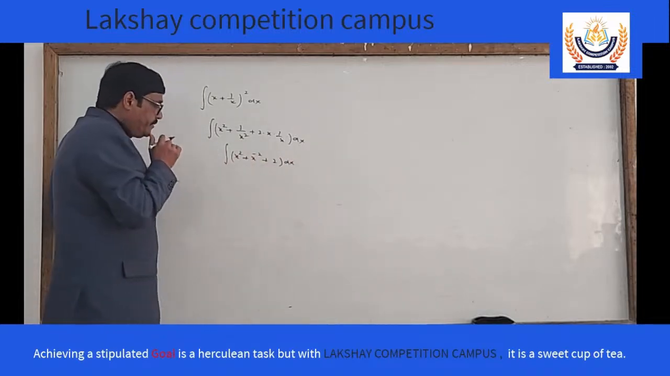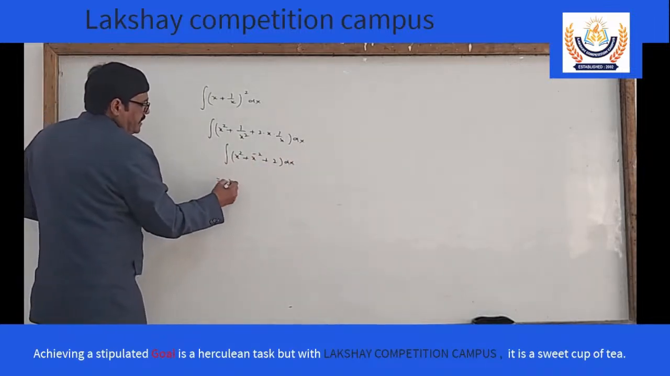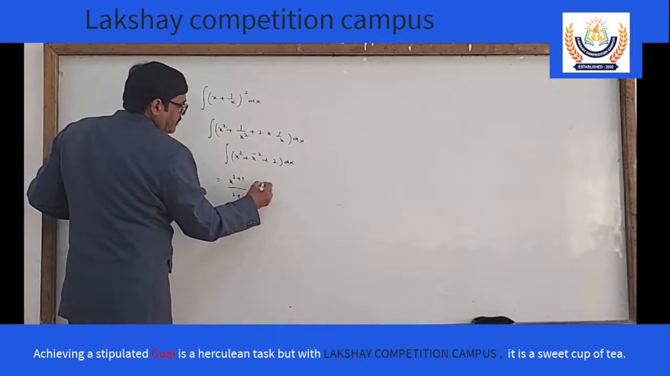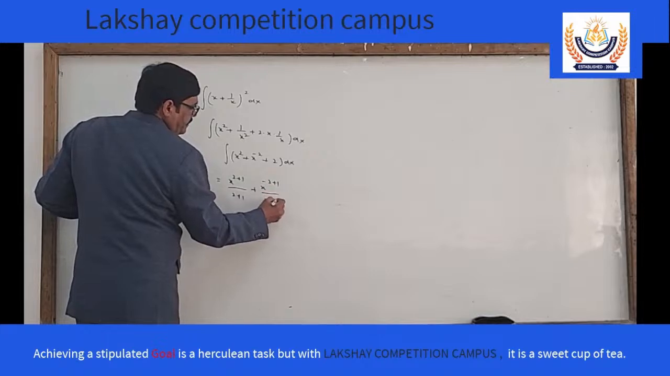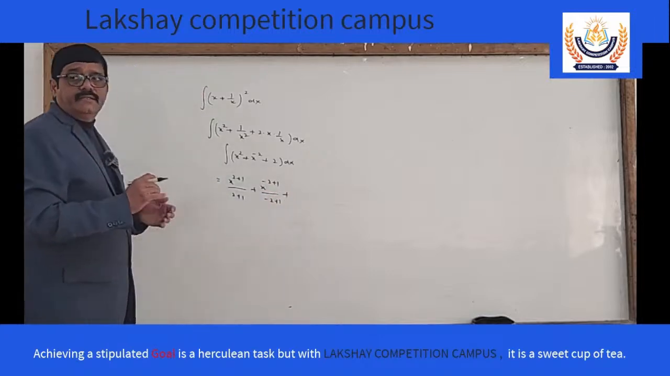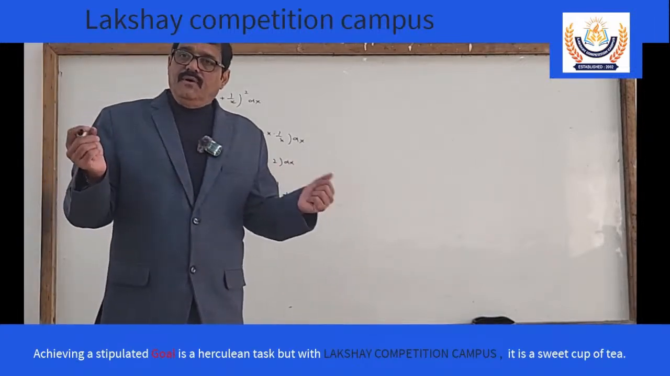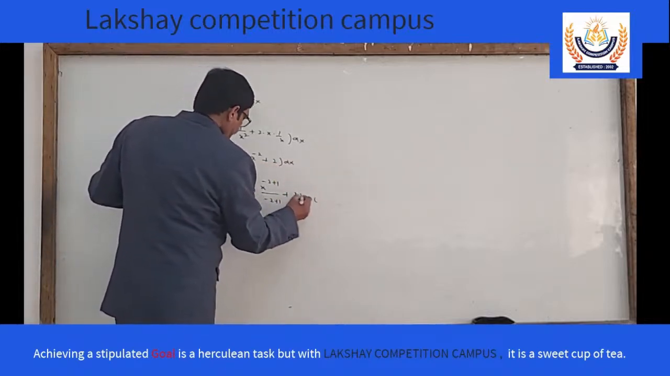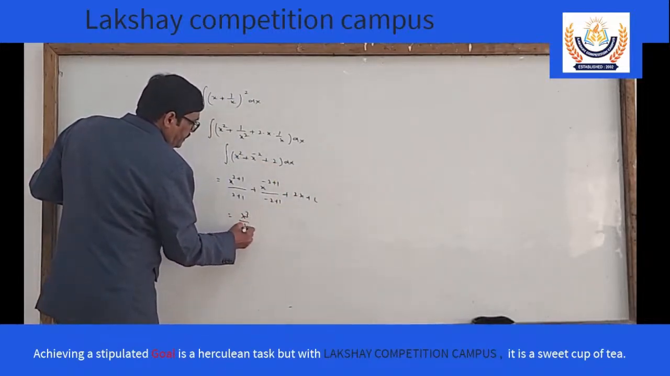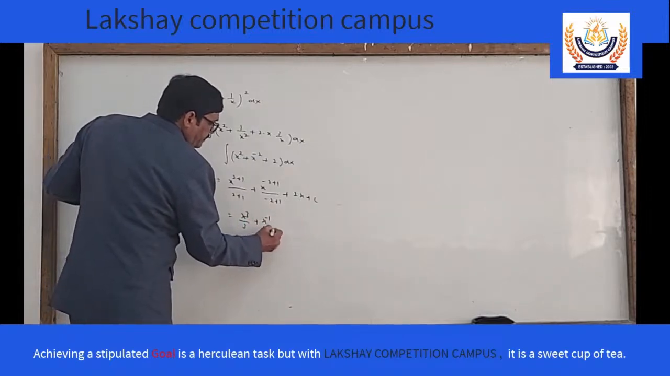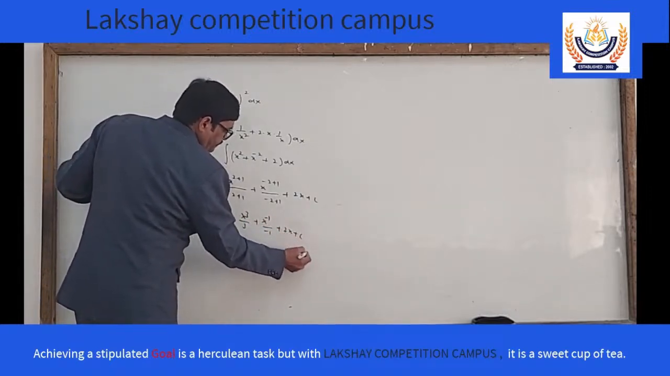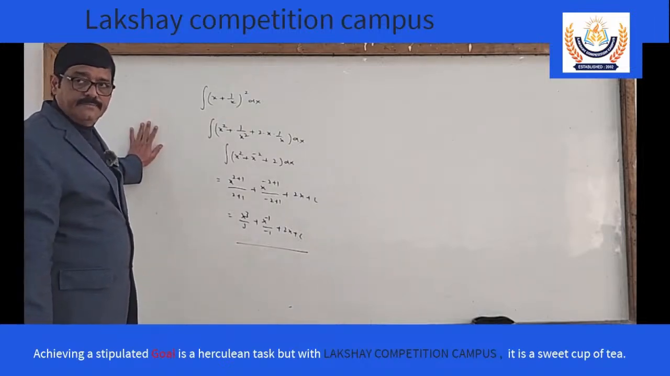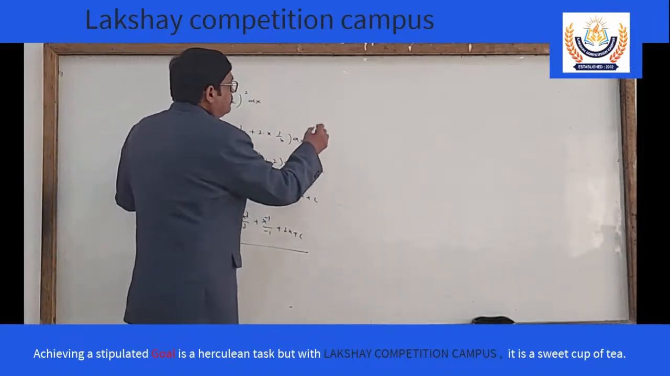Now integrate it. That is x raised to power n plus 1 divided by n plus 1. And what is the integration of a constant? It means integration of 1, that is x. So here we have x cube by 3 minus 1 by x plus 2x plus c. This is the solution of this problem. Okay.